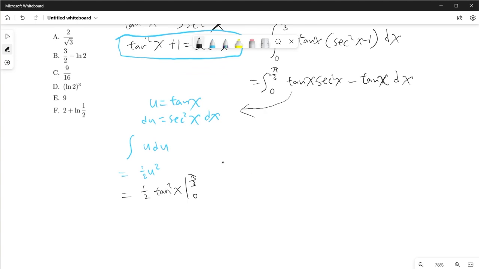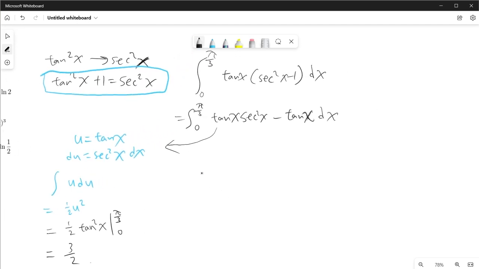And then, tangent of pi over 3 is, I don't remember, I just need to draw a triangle. So this would be 1, 2, and root 3, and this angle would be pi over 3, and then tangent would be just root 3. So root 3 squared over 2, I will have 3 over 2, and tangent 0 is 0.